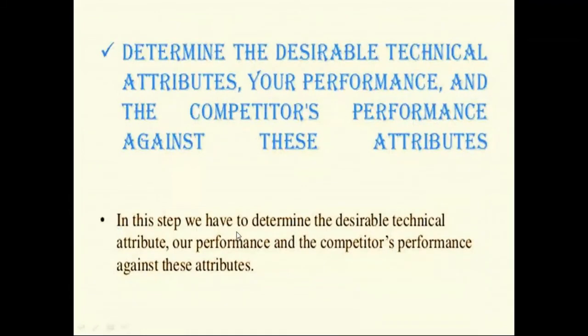To determine the desirable technical attributes, your performance and the competitors' performance against these attributes has to be found out. So in this step, we have to determine the desirable technical attributes, our performance, and the competitors' performance against all these attributes. So it is the relationship, or the correlation matrix.